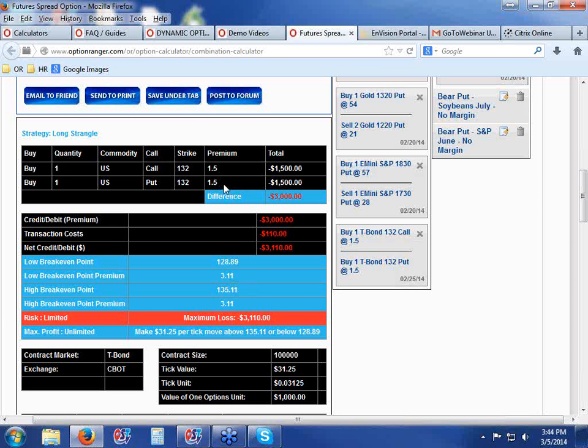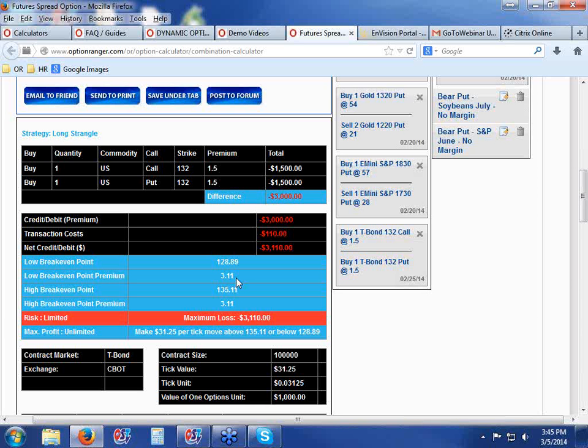in either direction to intrinsically overcome the cost, or there has to be a sufficient move and rise in volatility to increase the value of the option, the premium on the option, past 3.11. So can we get current quotes now? What is the 132 call and the 132 put, please? The 132 call is about 1.75. Okay, so the call is up a teeny tiny bit, and the put? The put is at 1.25.